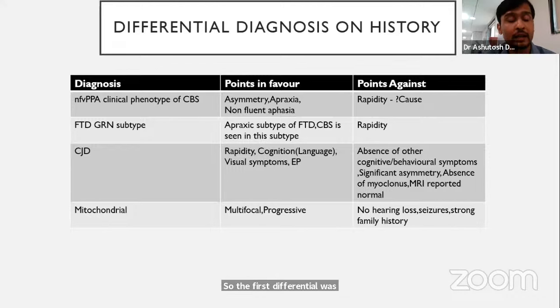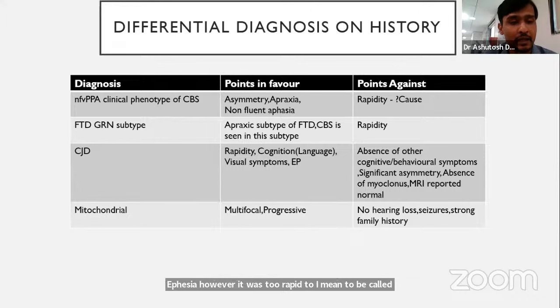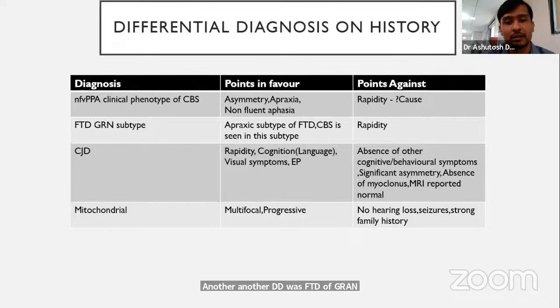It is one of the four clinical phenotypes. Points in favor were asymmetry, apraxia, non-fluent aphasia. However, it was too rapid to be called CBS. Another differential was FTD of GRN subtype. In this subtype, we can see apraxia as well as primary progressive aphasia and CBS. All three can be seen in this spectrum. But again, rapidity is a point against this diagnosis.